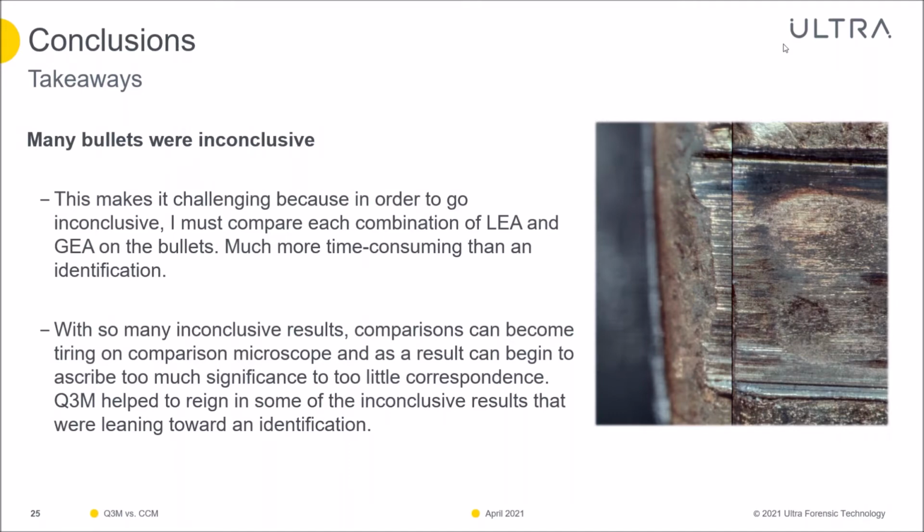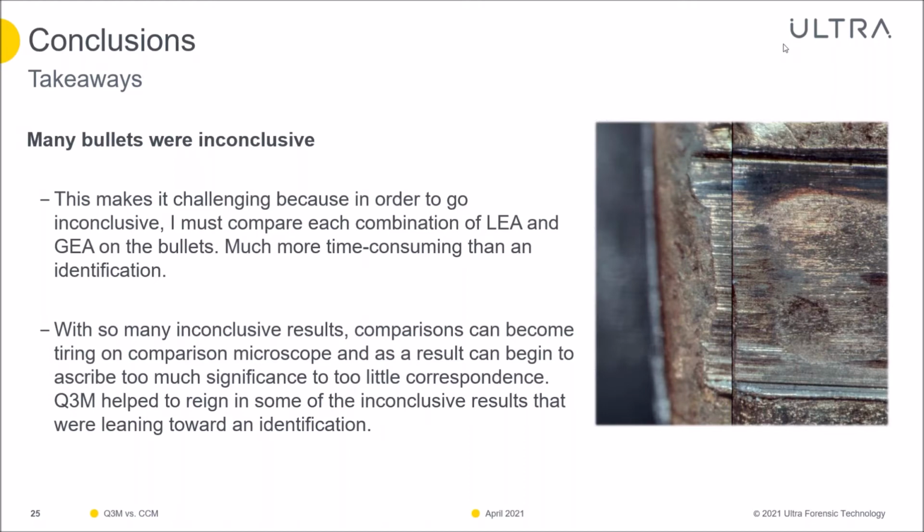So my takeaways from this exercise that I performed: well, many bullets were inconclusive. And again, this makes it challenging, because in order to go inconclusive, I must compare each combination of land and groove engraved area on the bullets. And this is much more time consuming than an identification. With so many inconclusive results, comparisons can become tiring on the comparison microscope. And as a result, I can begin to ascribe too much significance to too little correspondence. This is something I've taught for a number of years when I've talked about bias.